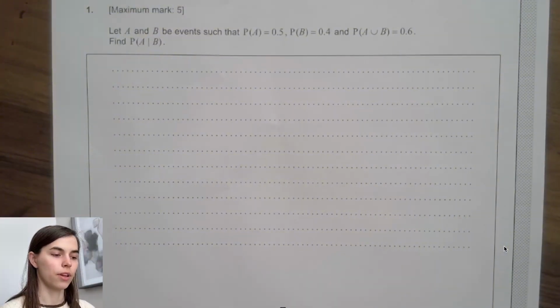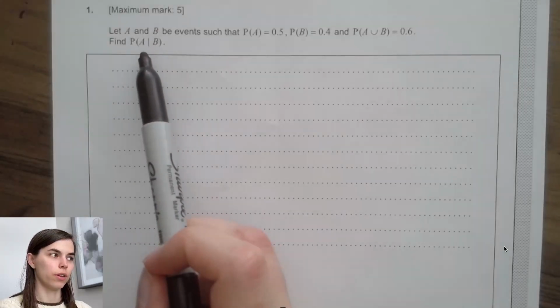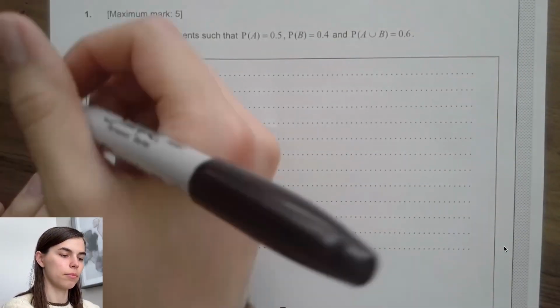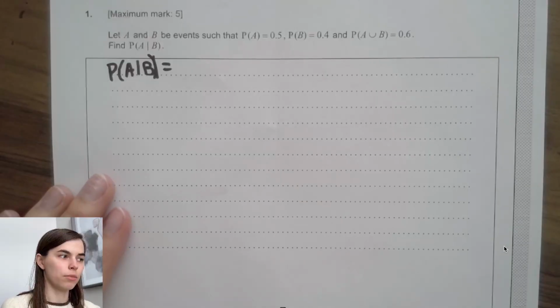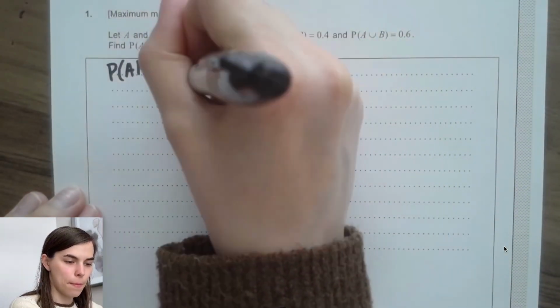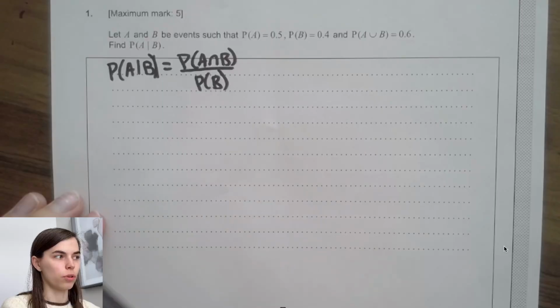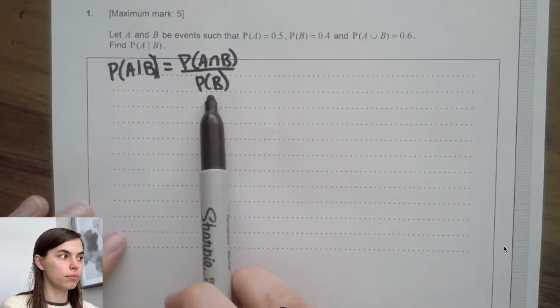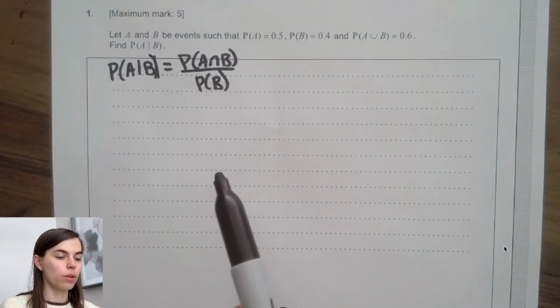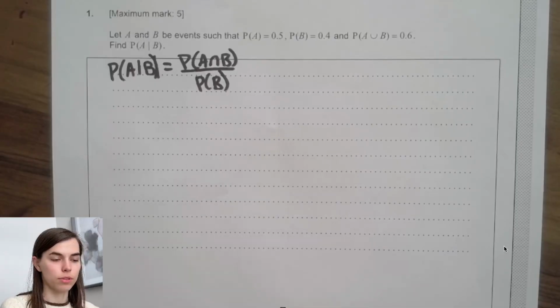Number one, we have: let A and B be events such that the probability of A is 0.5, the probability of B is 0.4, and the probability of A union B is 0.6. Find the probability of A given B. So there are a few things that we know. We know the formula for this, and I'm just going to write that down right away. The probability of A given B is the probability of A and B over the probability of B. We have this. We don't have this, but we know another formula that can help us find that.